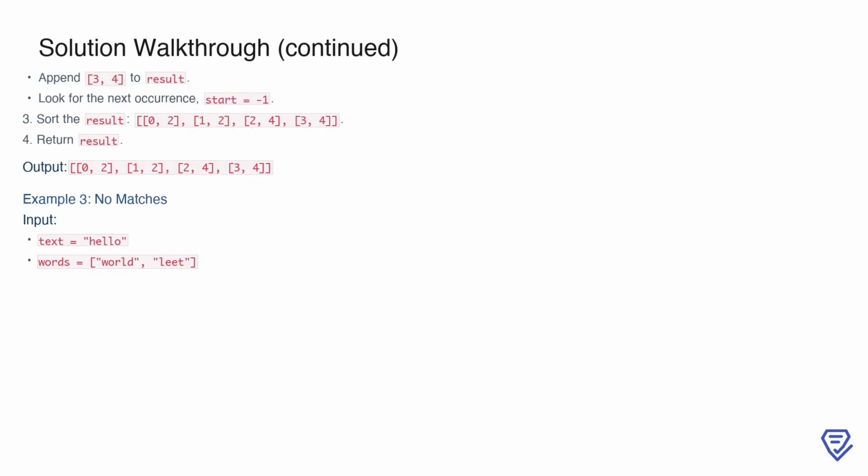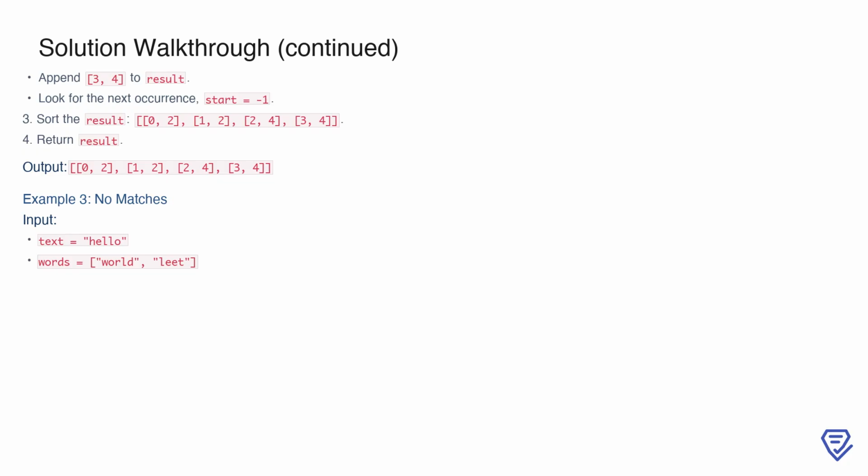The result list now contains the pairs [0, 2], [1, 2], [2, 4], [3, 4]. To ensure the pairs are in ascending order, we sort the list, resulting in [0, 2], [1, 2], [2, 4], [3, 4]. This sorted list is returned as the final output. It represents all the overlapping and non-overlapping occurrences of the words within the text.